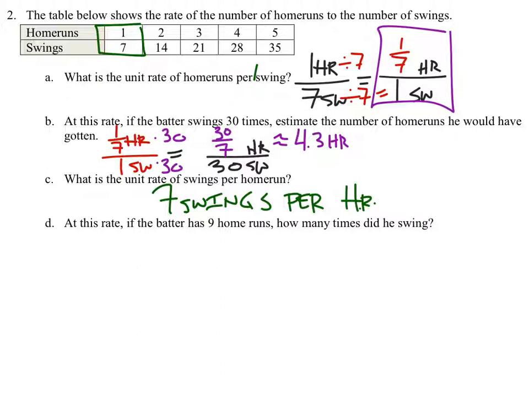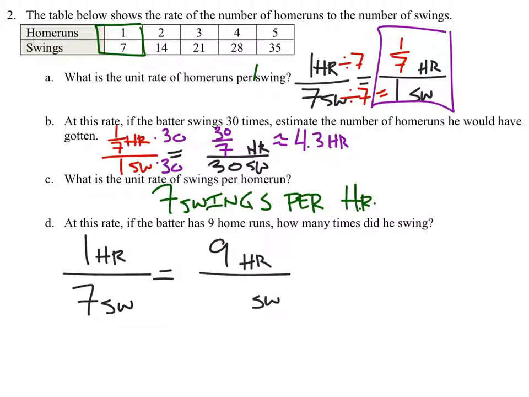So we're going to use the home run unit rate, that's 1 home run for every 7 swings. And now we're going to compare this with 9 home runs and how many swings. So to do this, we'd do 1 times 9 to give us the 9 homers, so 7 times 9. 63 swings for 9 home runs.